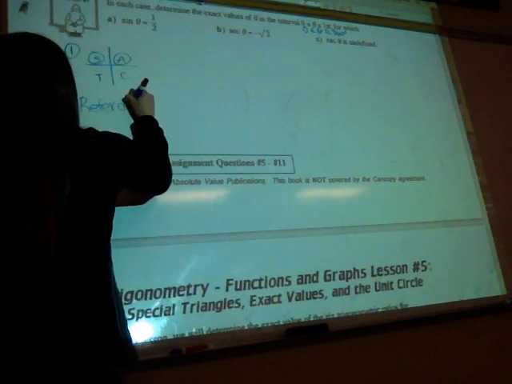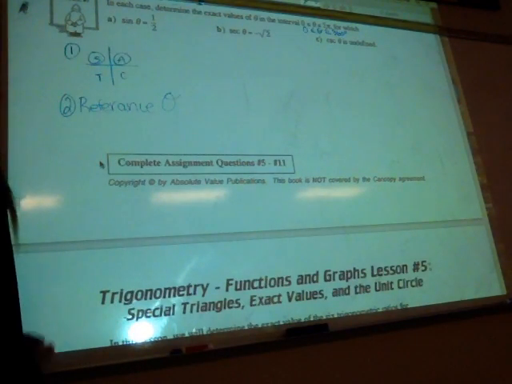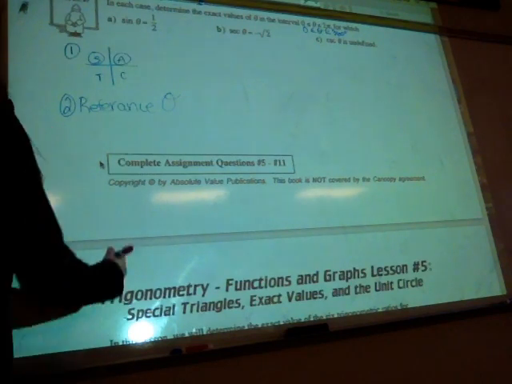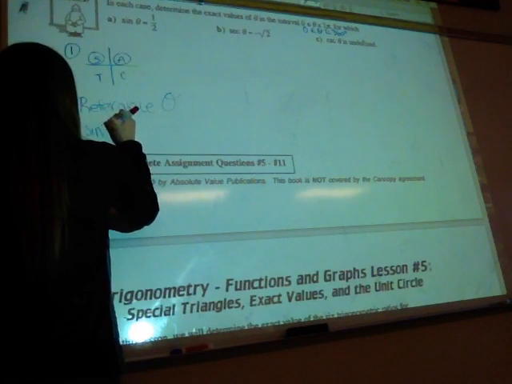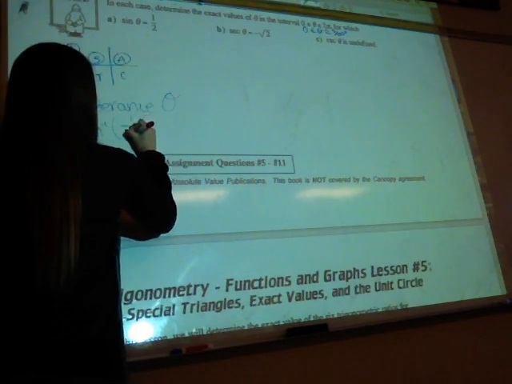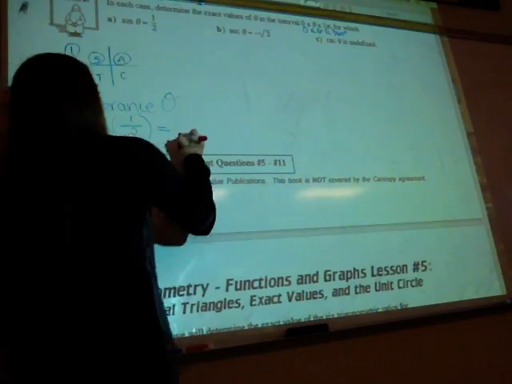So solving for the reference angle, good. How is she gonna calculate the reference angle? Hands up. Jared. Inverse sine of 1/2. Good. Inverse sine. I'm gonna use the absolute value, 1/2. Awesome. What is that? 30 degrees.